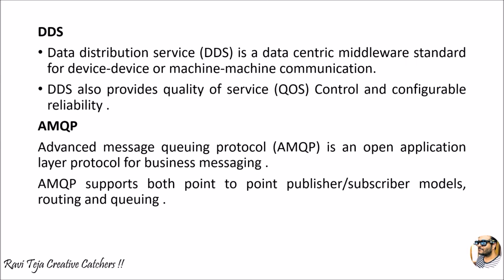And coming to AMQP, the Advanced Message Queuing Protocol, it is a protocol applied for business messaging. AMQP supports both point-to-point and publisher-subscriber models, with the help of routing as well as queuing. Routing and queuing of the data can be done, and whatever is searched for on a particular topic, the message will be displayed on the server based on that requirement. This protocol is used specially for business messaging.